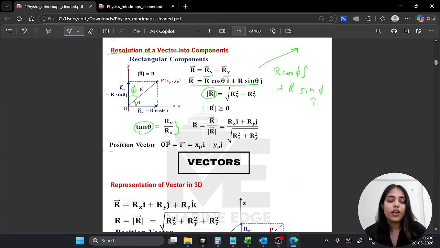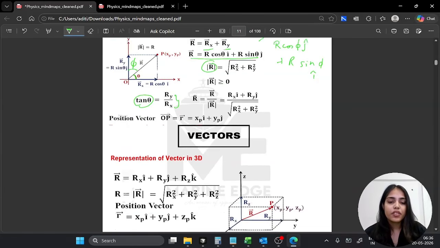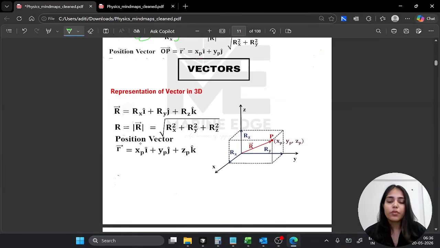Okay. Next, moving on, representation of a vector in 3D. This is how we represent it. We have rx, ry, rz. This is how it looks. This will be a point. When we mention a vector, it means that it covers rx distance along the x-axis, ry distance along the y-axis, and rz distance along the z-axis. And the value that comes here, that is your vector.